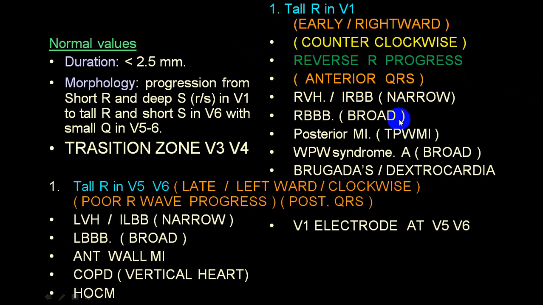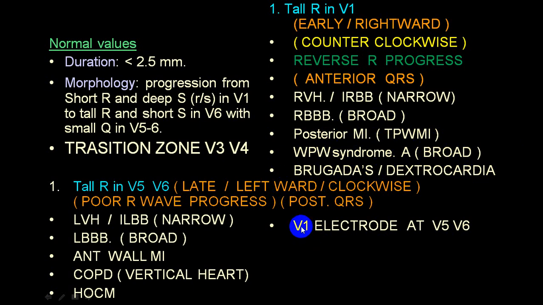where the QRS complex will be broad, and posterior wall myocardial infarction, or we call it the true posterior wall MI. In case of WPW syndrome of type A variety, where you get a broad QRS complex with delta wave, Brugada syndrome, and sometimes even in case of dextrocardia. And don't forget electrode misplacement.